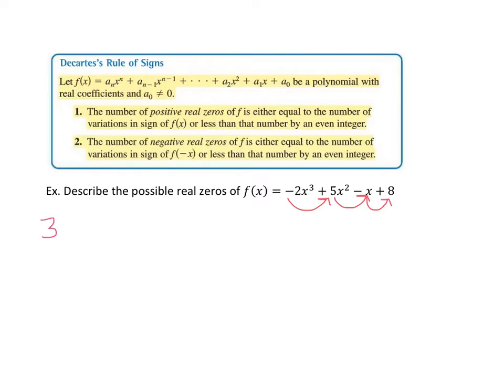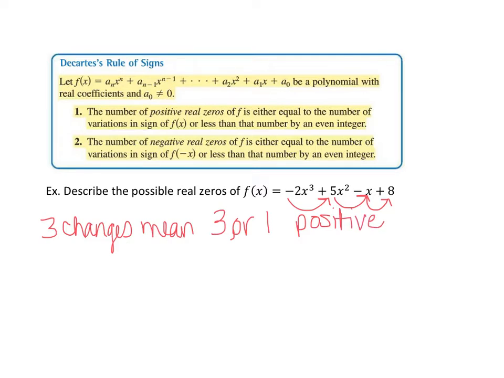So 3 changes mean I have 3 or 1 positive zeros. Okay, you always go down by an increment of 2, so if we had landed on 2, we would say a 2 or none. 3 changes mean 3 or 1.